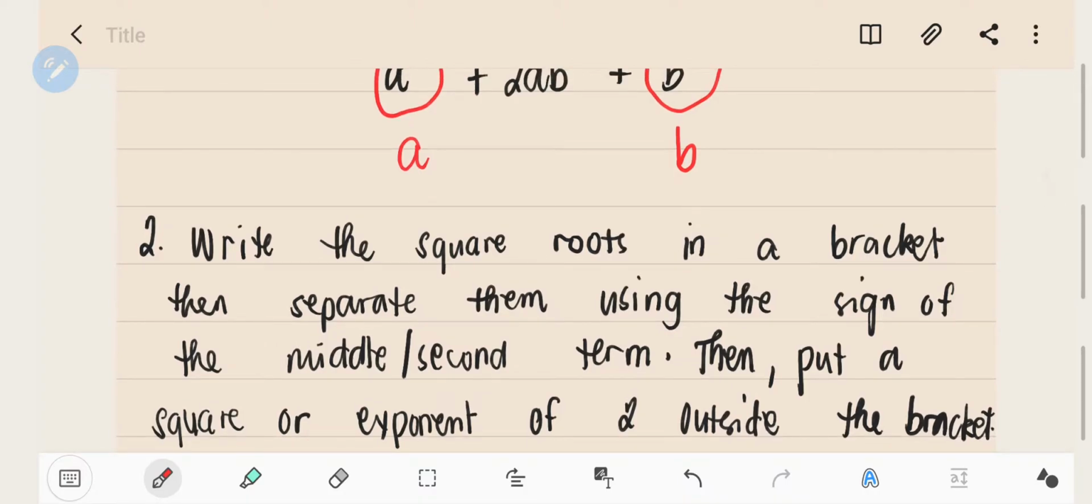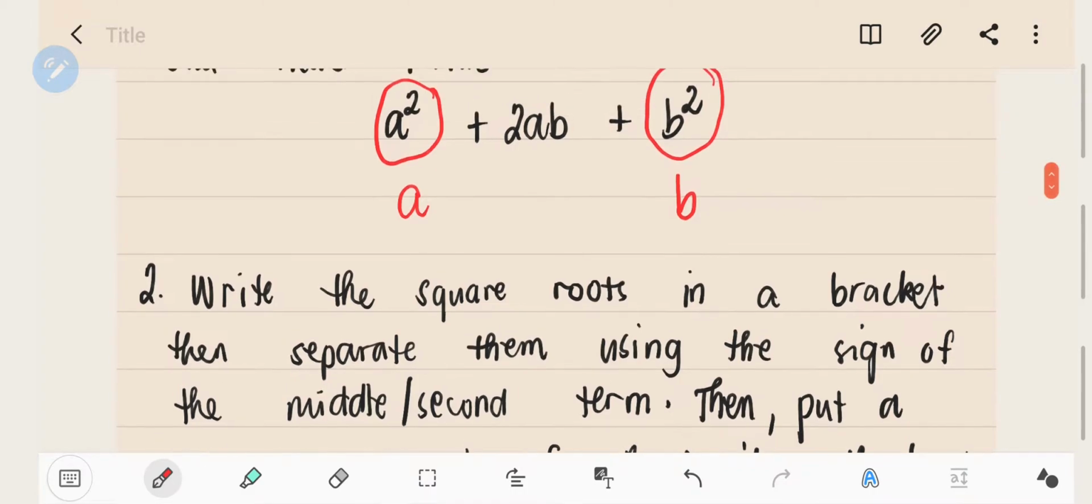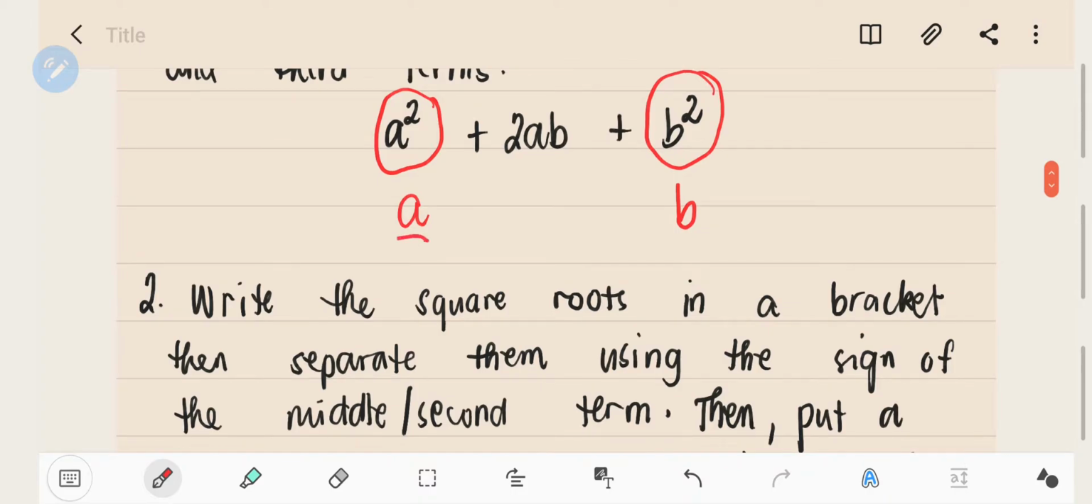write the square roots in a bracket, then separate them using the sign of the middle or second term. So, tingnan muna natin yun, ha. So, meron na tayong square roots, a at saka b. And then, ang susundin daw natin na sign niya is kung ano yung sign ng middle term natin. So, since ito ay plus, so plus ang ilalagay natin mamaya.